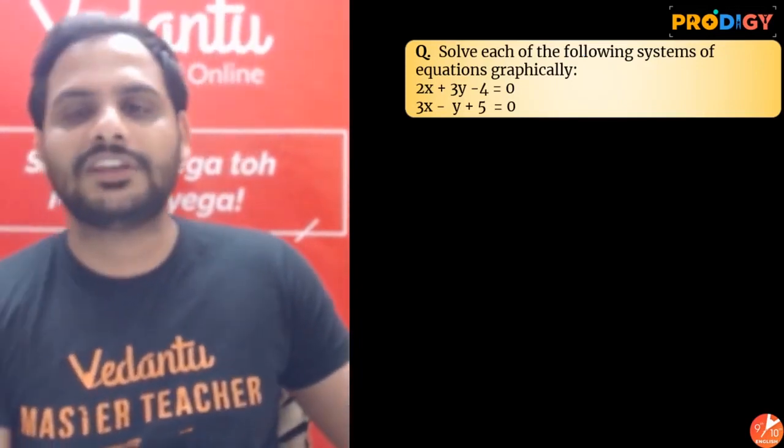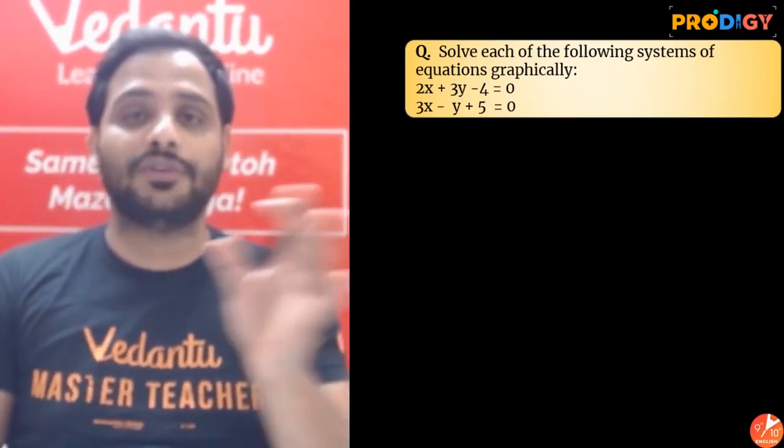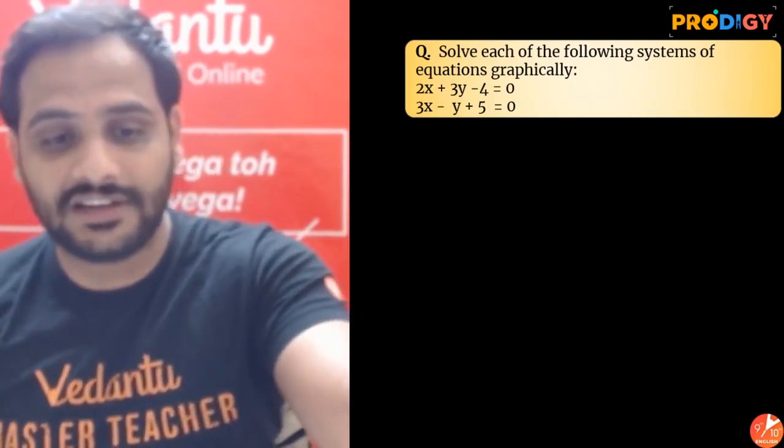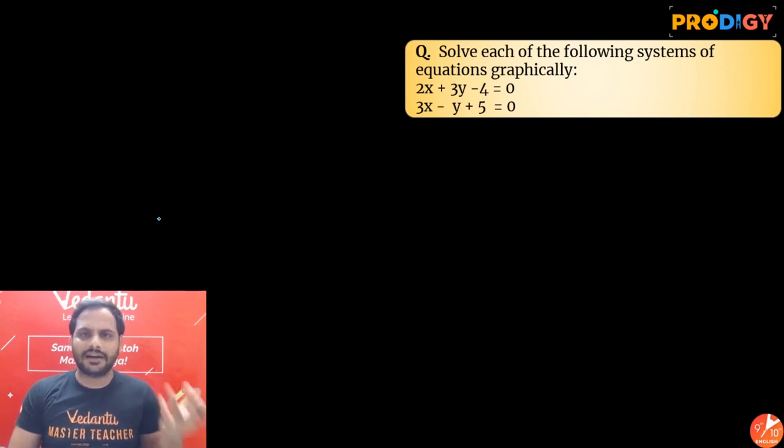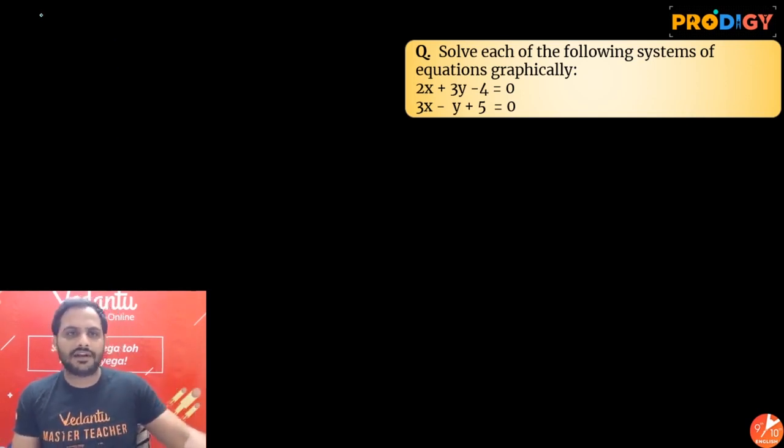First question: solve the following system of equations graphically. So whenever I have to solve a system of equations graphically, beta, I need to make sure that I draw the graph. Obviously, I have to draw the graph. So let us draw the graph for these two equations. First equation is 2x plus 3y is equal to 4.